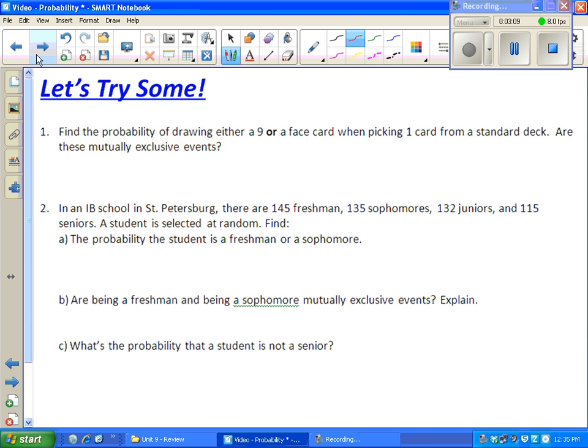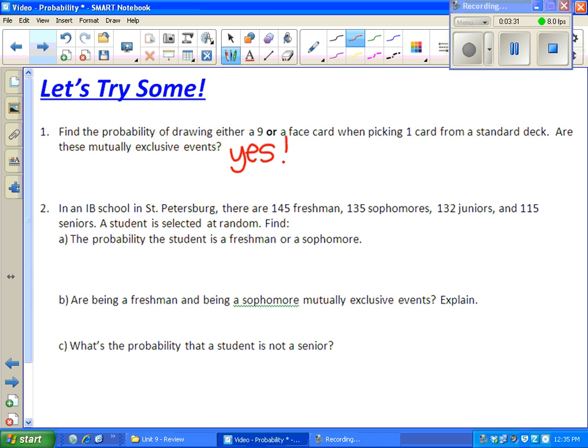The first one says, find the probability of drawing either a 9 or a face card when picking one card from a standard deck. Are these mutually exclusive events? Now, are these mutually exclusive? Can you draw a 9 and a face card at the same time? No. So I can already answer that. These are mutually exclusive events.